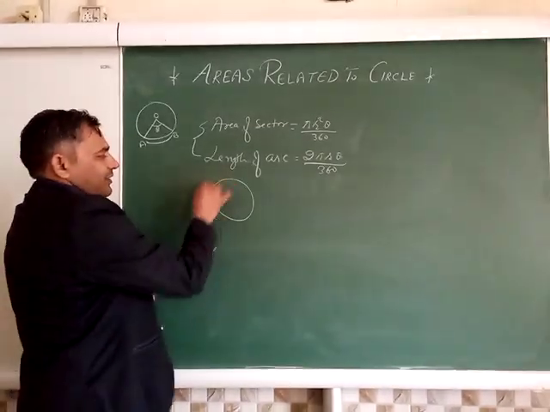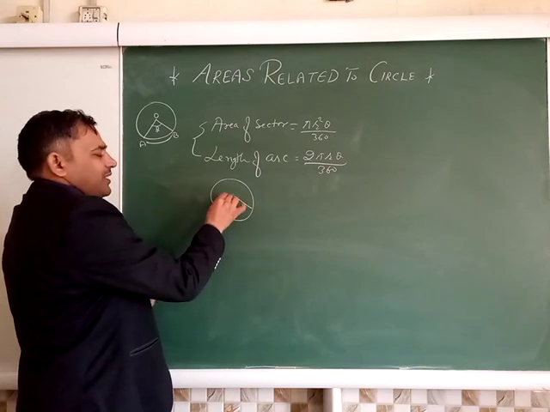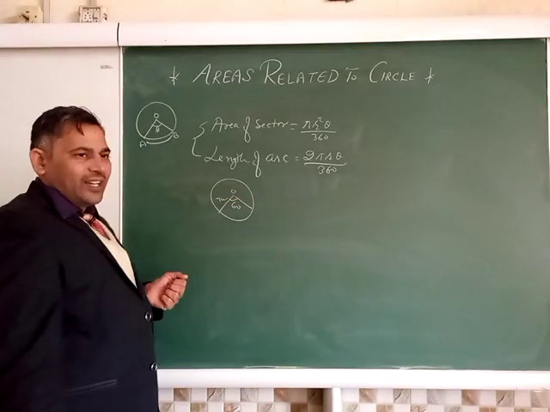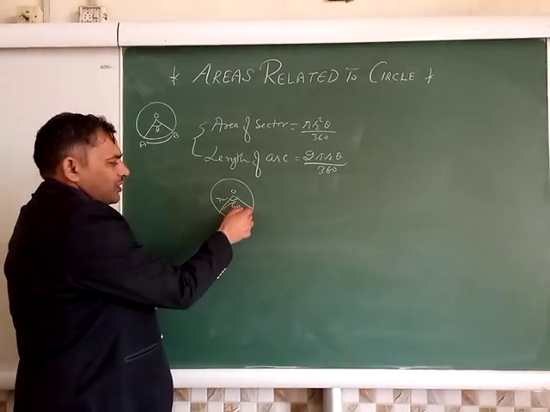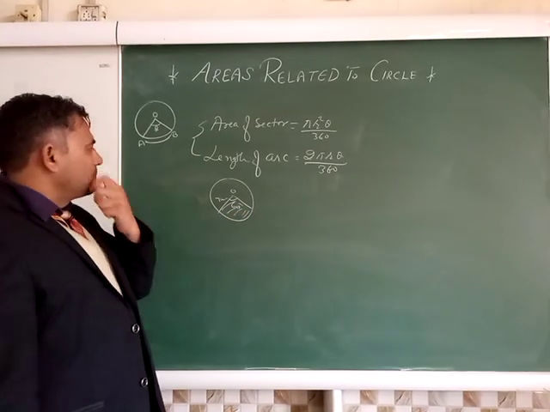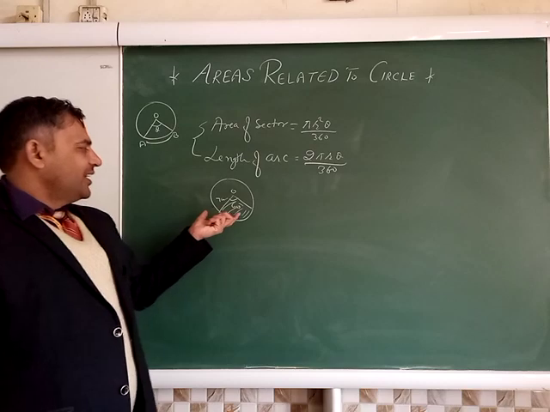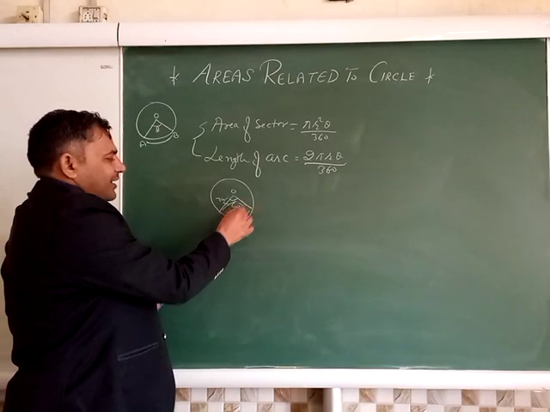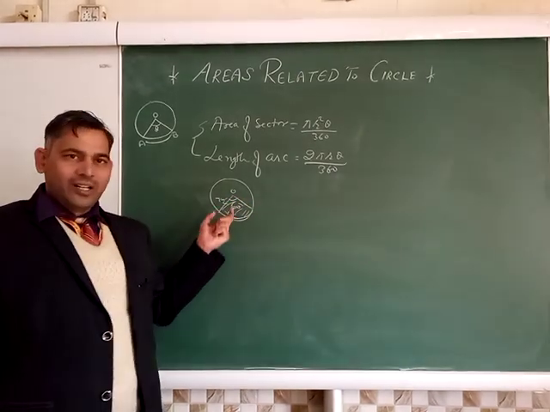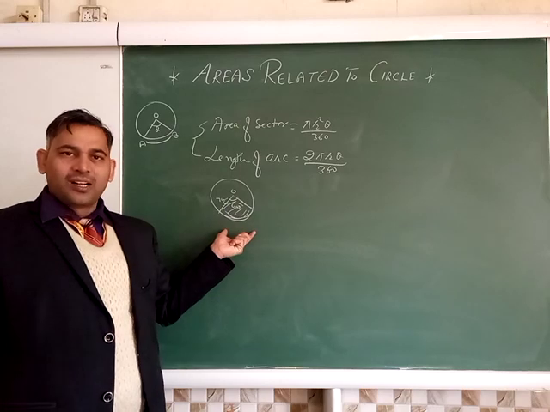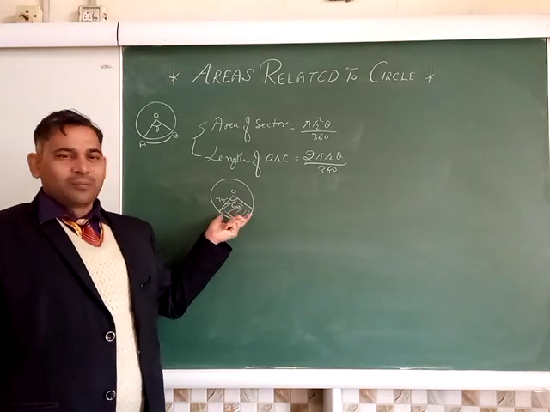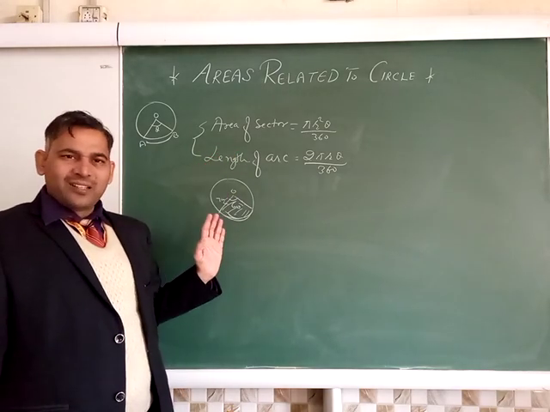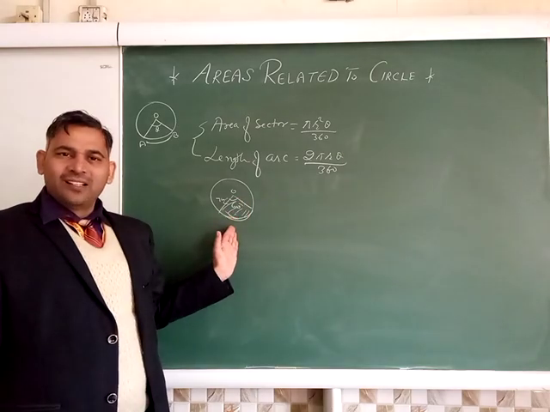A circle is given, with radius 7 centimeter, 20 centimeter, anything. O is the center, with a 60 degree angle. So this inner portion is known as the area of sector. Now again listen, beta. Area of sector is the region bounded by radii and length of arc. Sometimes it will be major sector or minor sector, so no need to get confused. Very simple: area bounded by radii and length of arc.